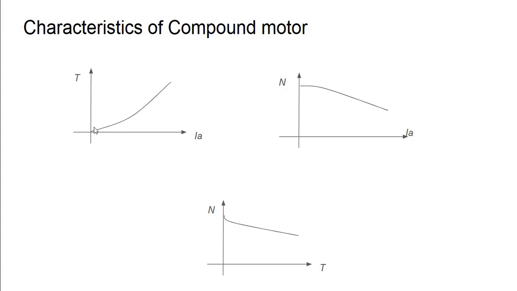So the torque is going to have a shape like this. And again, the speed versus IA characteristic will have this shape, wherein the drooping of the speed with respect to IA will be more when compared to the shunt motor. And again, the speed versus torque characteristics for the cumulative compound motor will have a shape in this manner.